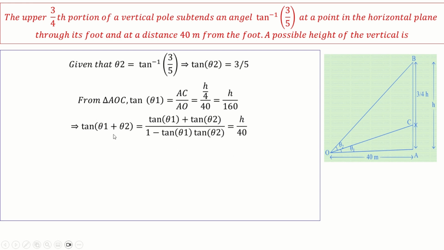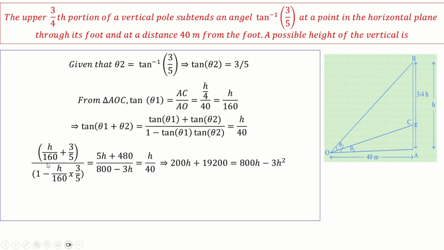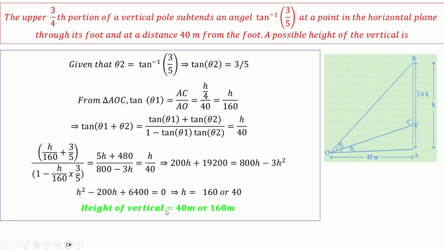So this is the formula for tan of theta 1 plus theta 2: tan theta 1 plus tan theta 2 divided by 1 minus tan theta 1 into tan theta 2, which is equal to h by 40. This is the total height h, opposite, correct? This is the angle theta 1 plus theta 2 and adjacent is 40. Now you substitute the values here: h by 160 plus 3 by 5. If you substitute and simplify, you will get a quadratic equation in h, which is h square minus 200h plus 6400 equals 0. h is equal to either 160 or 40. These are the two things you will get. So the height of the vertical is 40 meters or 160 meters. This is the answer.